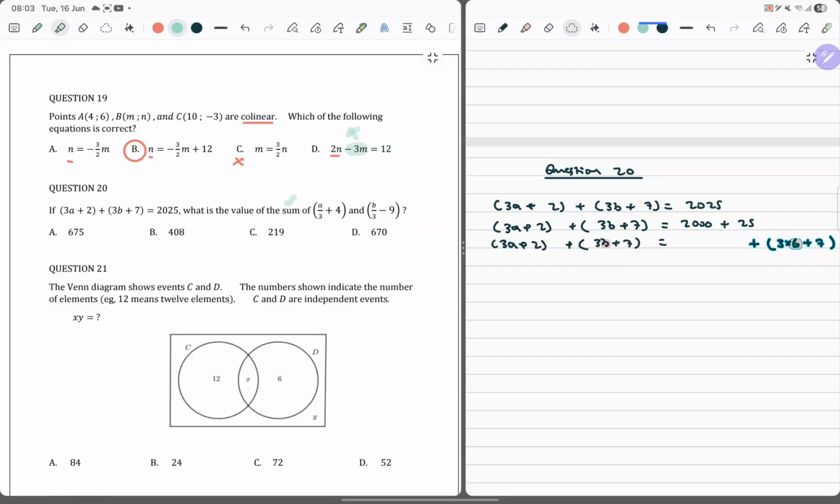Let's just see. Sometimes let's start with this one. We know that this is a over 3 plus 4. Someone tells us that we're adding these things, because it says the sum. Let's see what this is going to be. We sort this out: 3 times 4 is 12, so this is a plus 12 over 3. Knowing how to handle this, 3 times 9 is 27, so this is b minus 27 over 3.